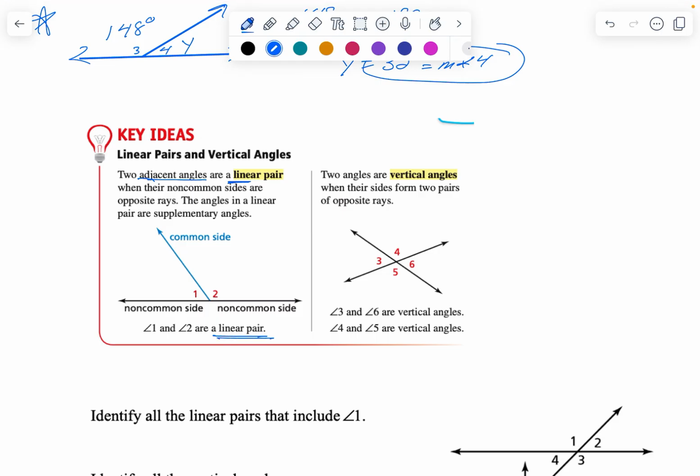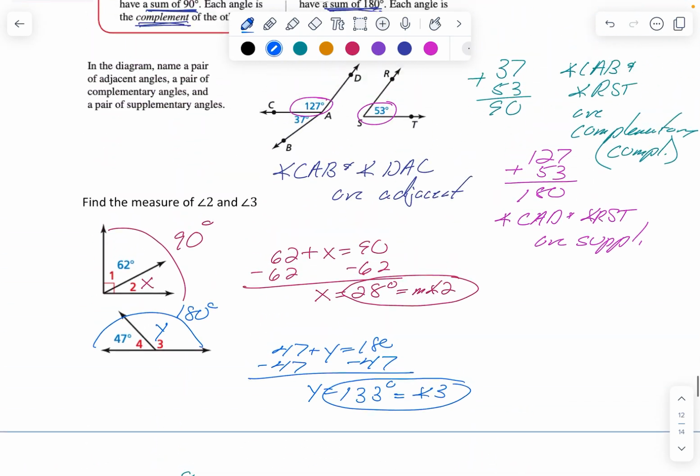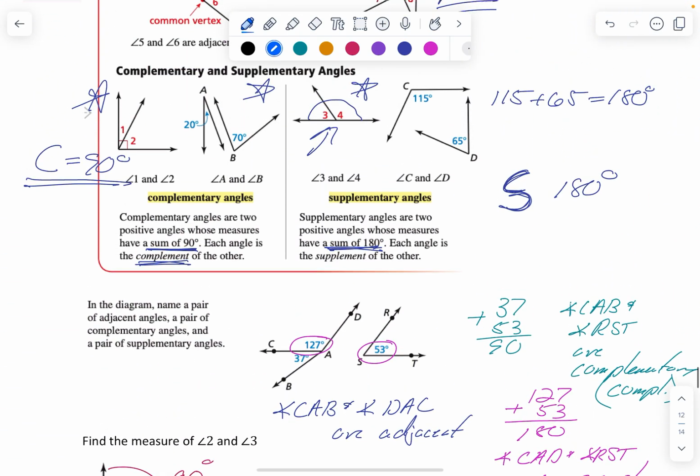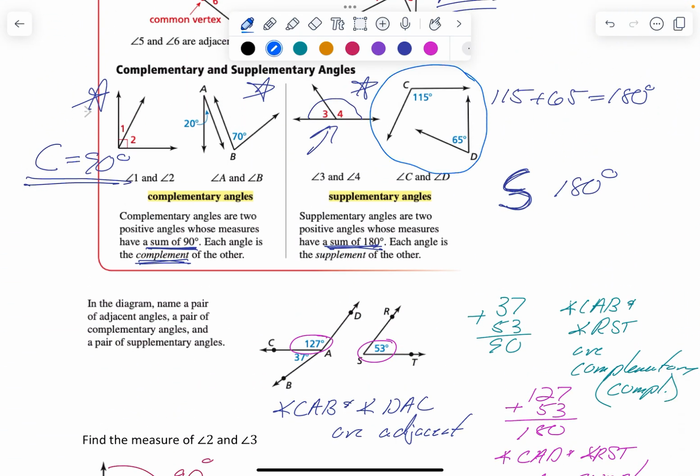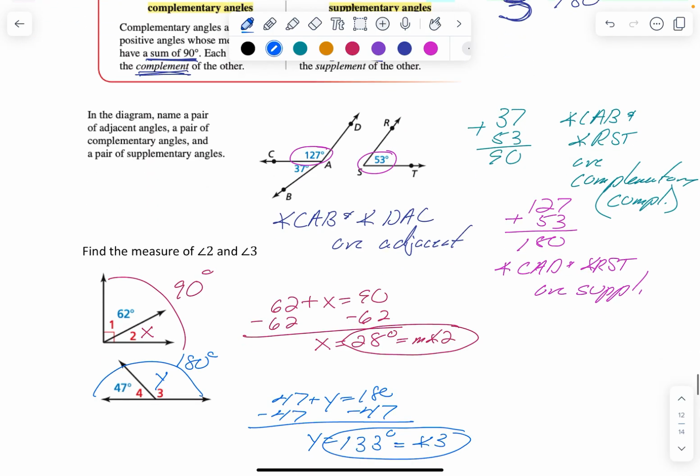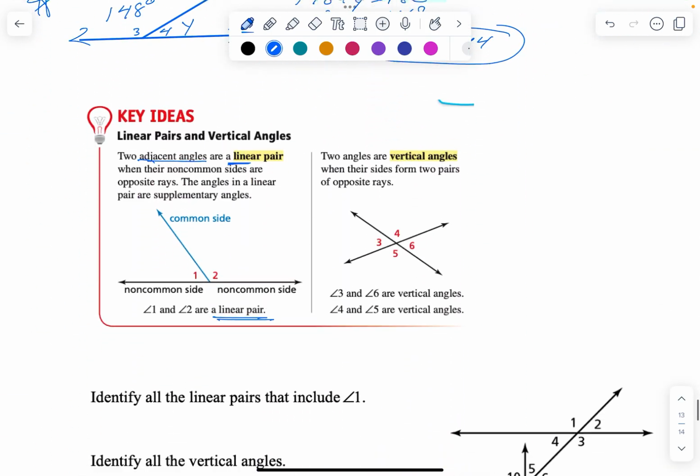So they are also supplementary, but when we define supplementary, they could be like this too. They could be next to each other. We just said they had to add to 180. But when they look like this and when they're next to each other and form a straight line, then they're a linear pair. So they're a pair of angles, two angles that form a line basically.